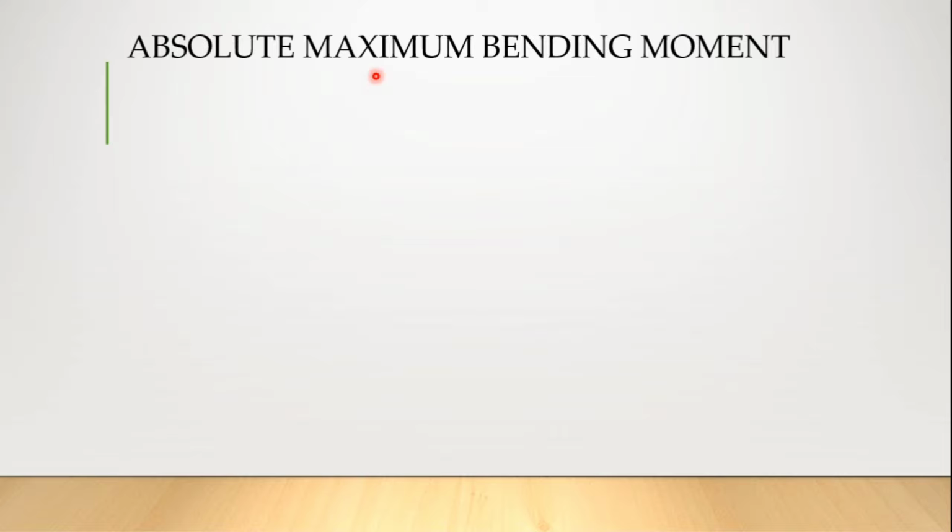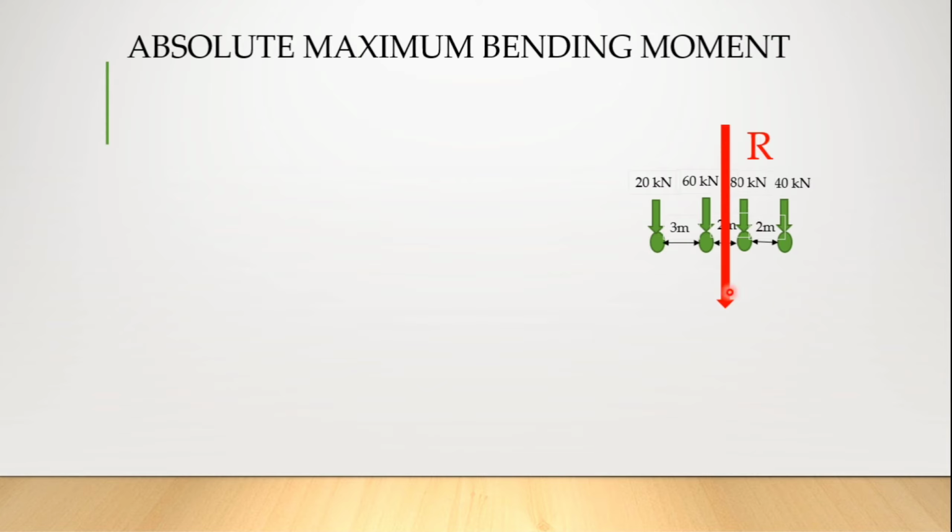Now we will see how to find absolute maximum bending moment. To find absolute maximum bending moment, we have to see the multiple loads and define the resultant of these multiple loads. The value of resultant is clear, it is the sum of these forces, but here we are required to define the location of the resultant with respect to any of these extreme loads, either 20 kilonewton or 40 kilonewton. So let's say small a is the distance with respect to 40 kilonewton, and we are required to find this distance, the value of a.